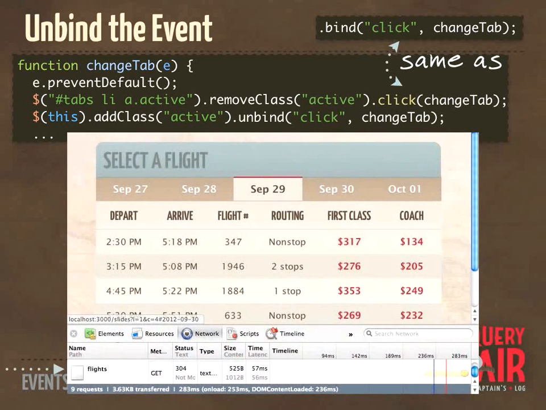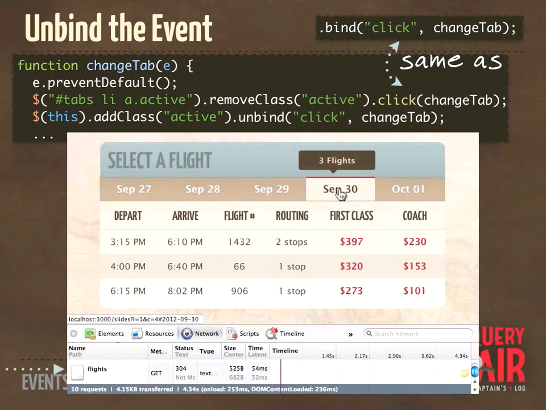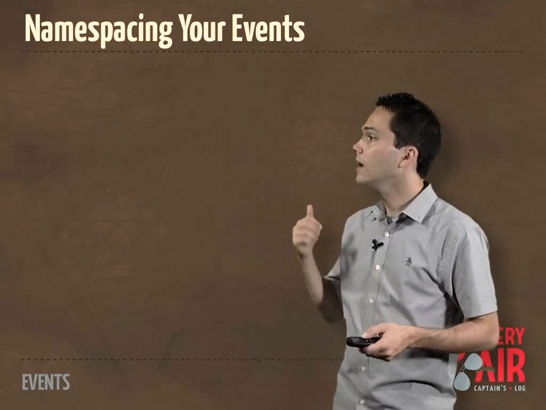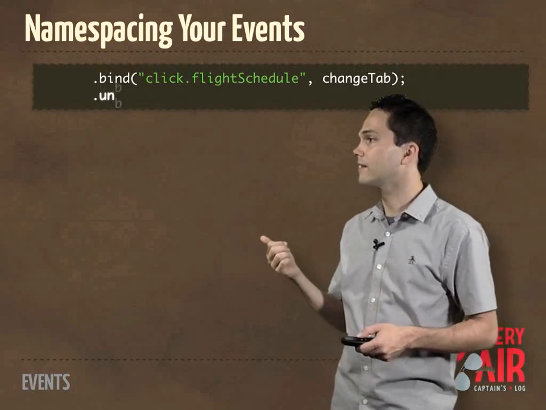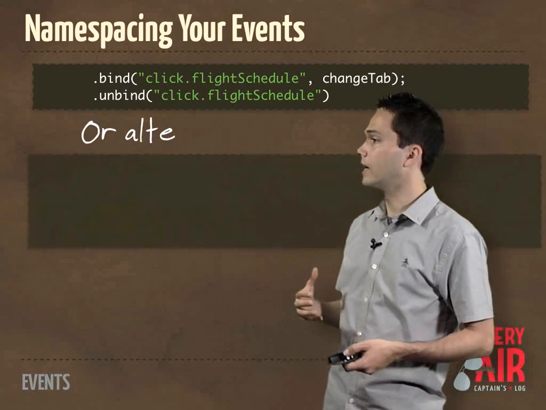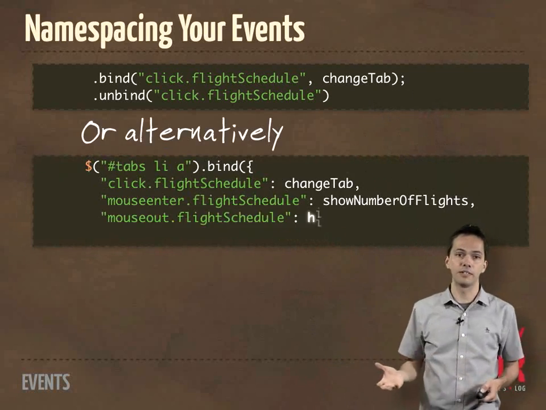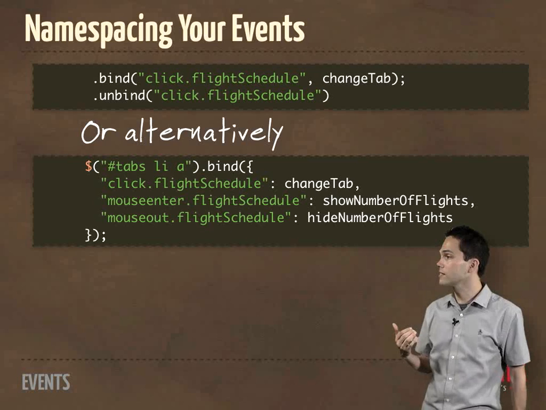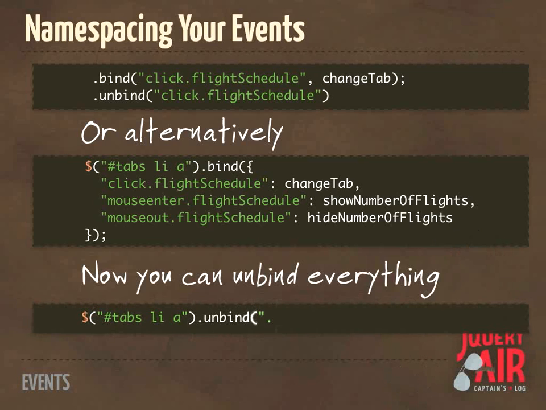So if we go back into our browser now, we can see that when we click on a tab and keep on clicking on that tab, it doesn't cause an Ajax request to happen every time. Pretty cool. When you're binding events, you should know that you can namespace each of these events. Here you can see I'm namespacing click, so I'm just giving it an extra .flightschedule name. Then when I want to unbind it, I have to reference that same name. Alternatively, I could add that namespace to all of the different events. If I did this and I wanted to unbind all those events all at once, I could simply call unbind.flightschedule.